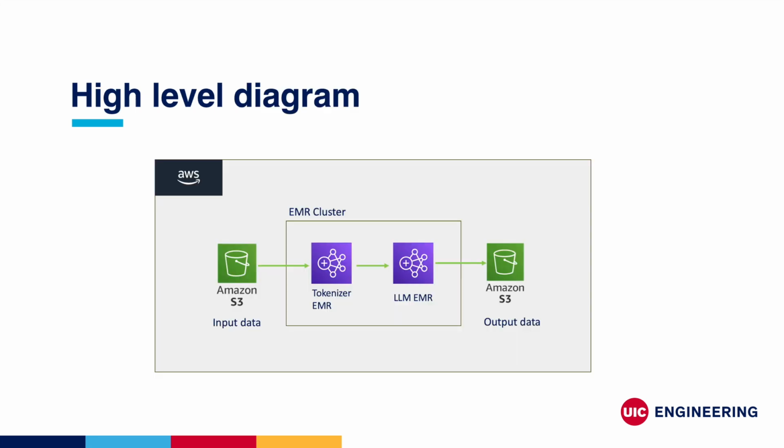Here's a high-level diagram of how things work. Everything is in the AWS cloud platform, and the input is a huge dataset stored in Amazon S3. I've used the CNN news summary as input data, which will be fed into an EMR cluster, which contains two EMR programs. One is the tokenizer and one is the LLM EMR. We'll look into these individual EMRs later in the presentation. Then after the results are processed, they are again stored in Amazon S3.